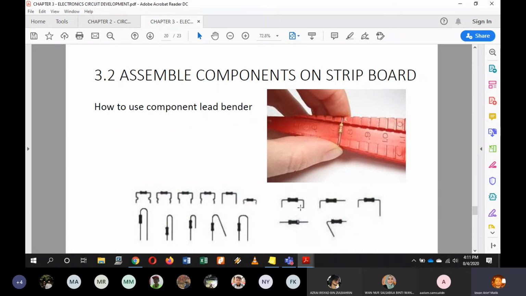Okay, normally kita buat yang macam ni lah. Okay, yang horizontal ni tak payah pakai lah, unless kalau you betul-betul out of space, dah tak ada space sangat, baru boleh buat macam ni. If it is not, then use this model here.